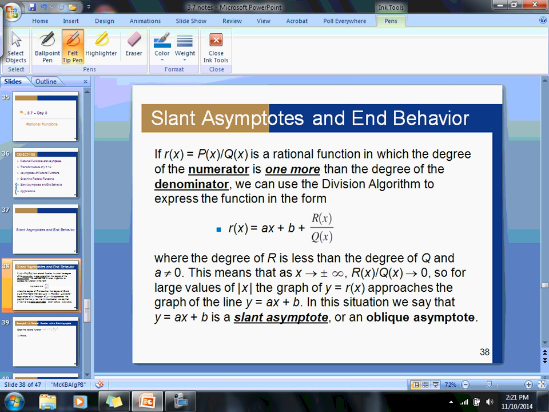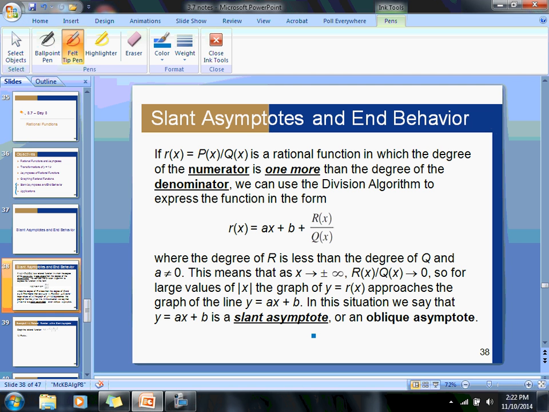So after we do that division, we're going to take part of our answer and put it into the form y equals mx plus b, basically slope-intercept form, and that line then becomes our slant asymptote. Sometimes that's also called an oblique asymptote because it's kind of slanted to the side. That's what oblique means, but we're going to call it a slant asymptote.